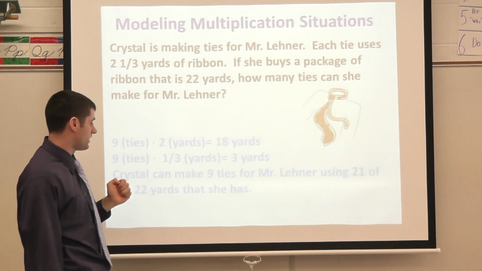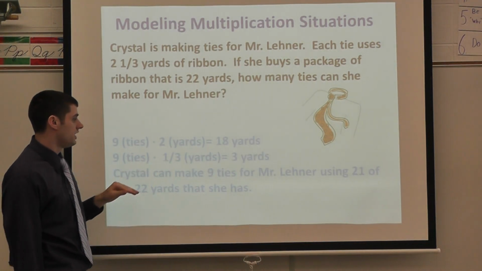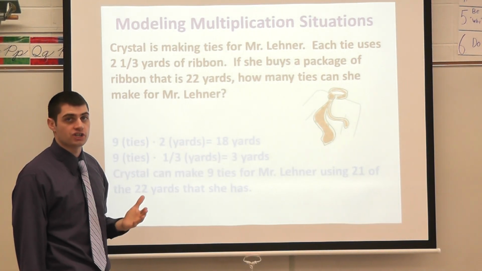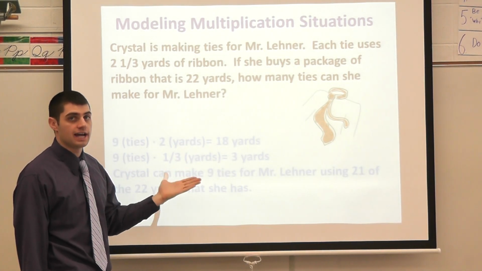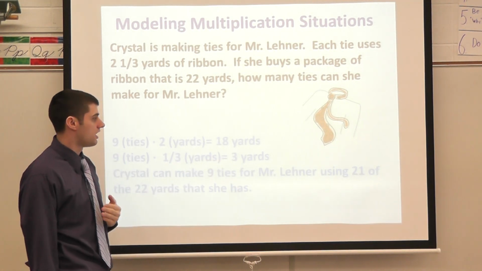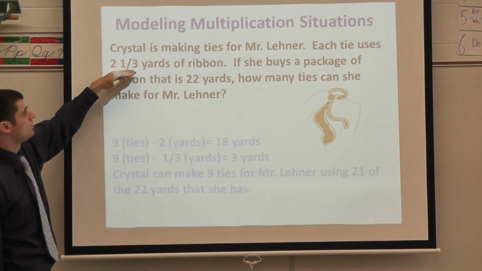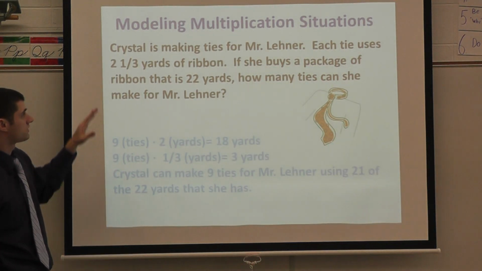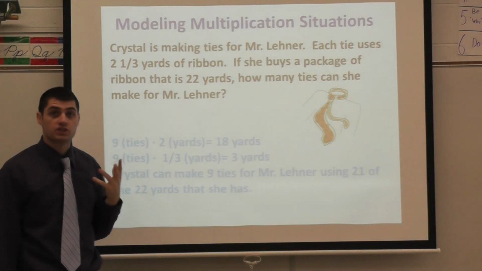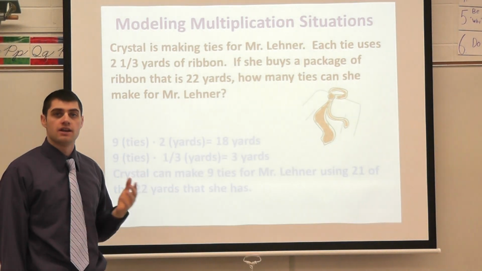Again, remember when multiplying your fractions, it would be 9/1 times 1/3, which would equal 9/3. 9/3 is an improper fraction. How many times does 3 go into 9? 3 times. That's where we get our whole number of the 3 yards. I'm adding them together because each tie takes 2 1/3 yards. So that's why I had to multiply the 9 to the 2 and the 9 to the 1/3, which gave me my number to figure out that Crystal could make 9 ties for me.